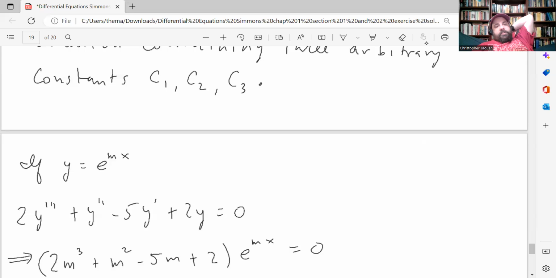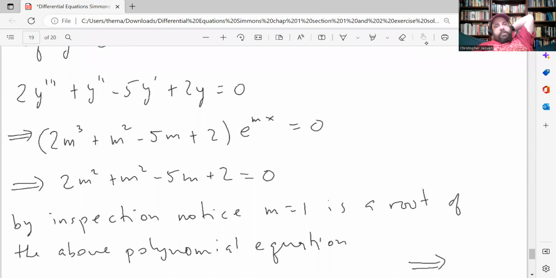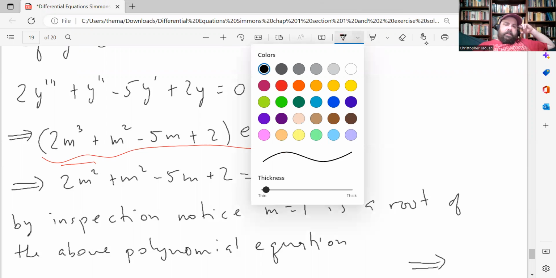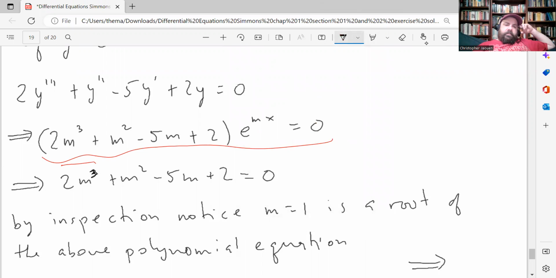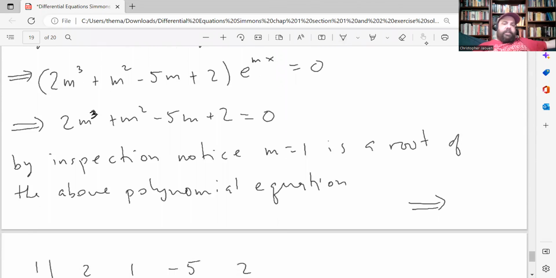All right, so if you plug y equals e to the mx into the differential equation and simplify, you get this equation here, and e to the mx is never 0, so you can divide out by it, and you get this. I just realized there's a typo here. This should be m cubed. All right, so you get this third degree polynomial equation. You can solve this equation by just inspection.